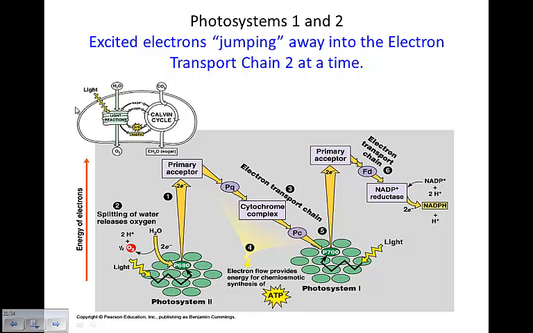So keep in mind, the light reactions include water coming in and oxygen coming out. That's one part of the equation of photosynthesis. And that's all I have for this.